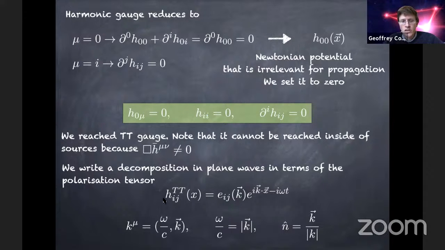Because of the propagation speed, because it's harmonic, omega has to be related to the norm of k with the speed of gravitational waves, c. And this k mu vector has the time component omega over c, and k as the spatial component. It's convenient for later to define the direction of k, which is with a hat to indicate it's the unit vector, which is the vector k divided by its norm.